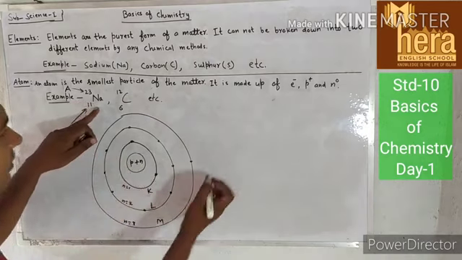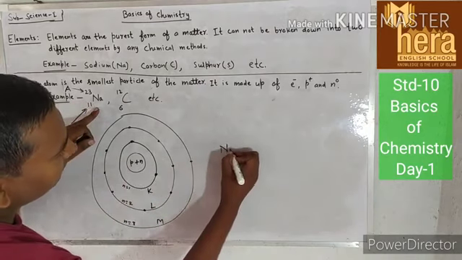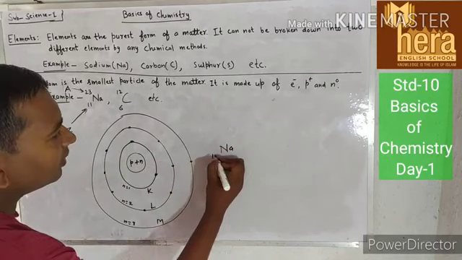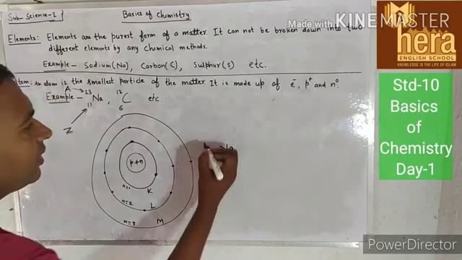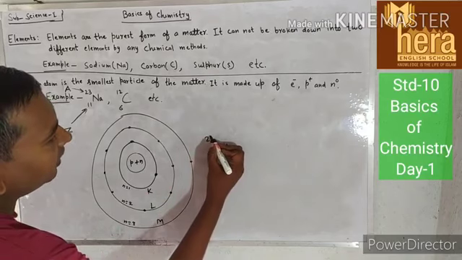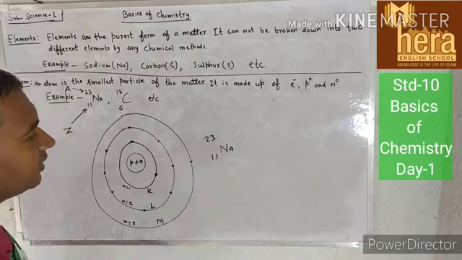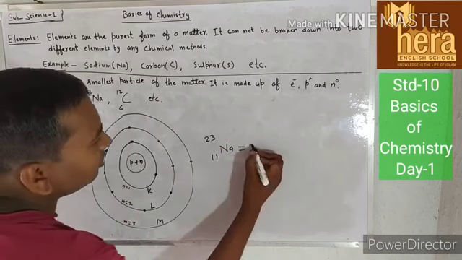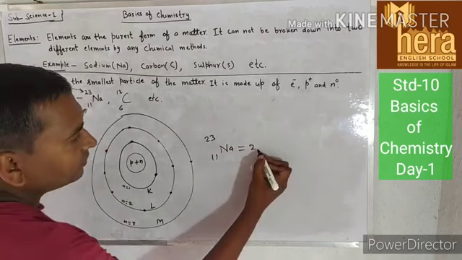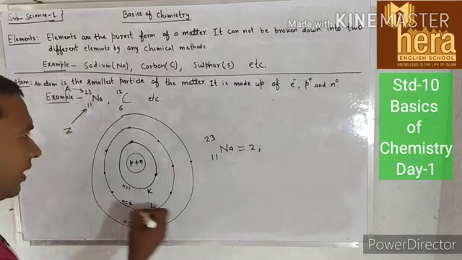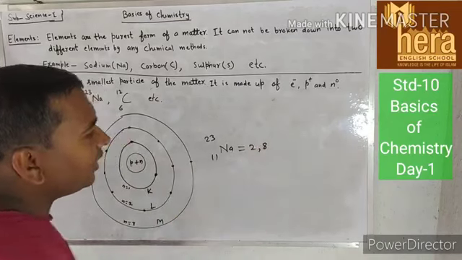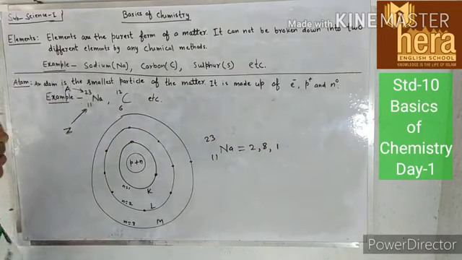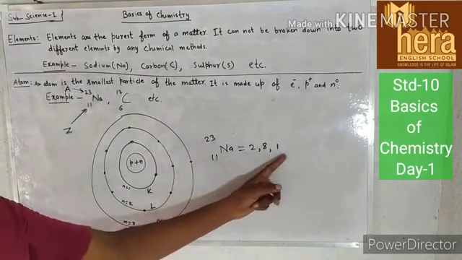So we can write, this is sodium, symbol Na, atomic number 11, atomic mass number 23. In the first orbit there are 2 electrons, second orbit 8 electrons, third orbit 1 electron. So this is called the electronic configuration of sodium.